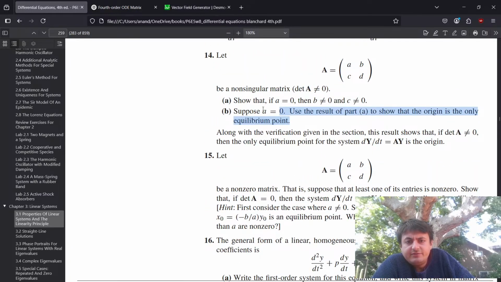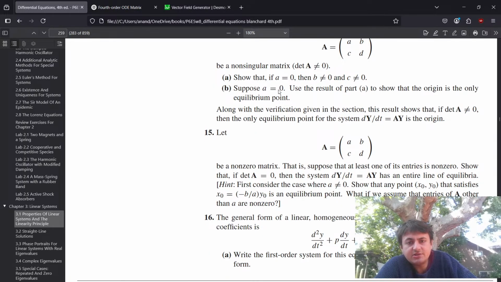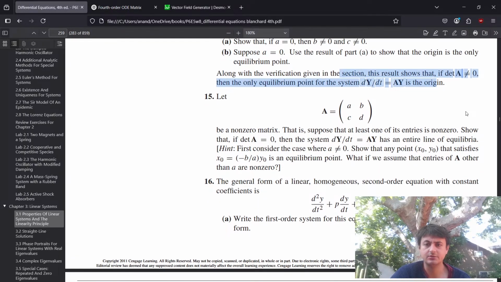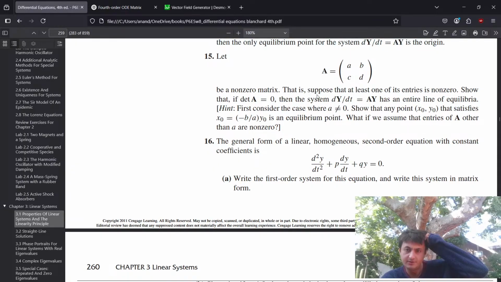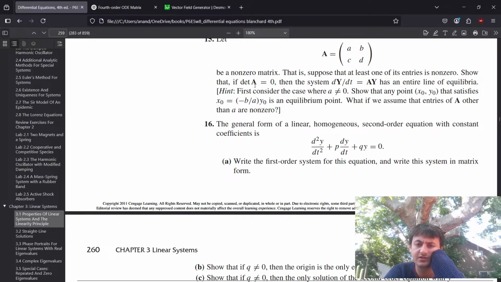I mean, you don't even really need to suppose A. It said A is non-singular, so therefore it's invertible, and it spans R2, and you get all the good stuff. It's independent, whatever. Yeah, right. So it's the origin. Okay, 15. Let A be non-zero. That is, suppose that at least one of its entries is non-zero. Show that if the determinant is zero, then the system has an entire line of equilibria.